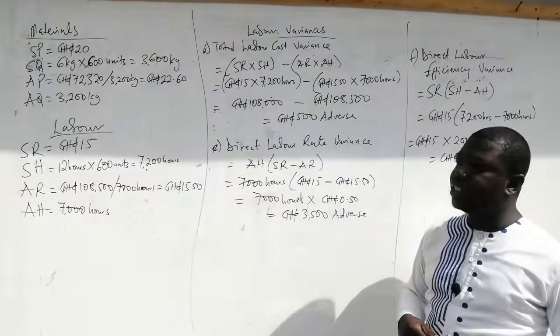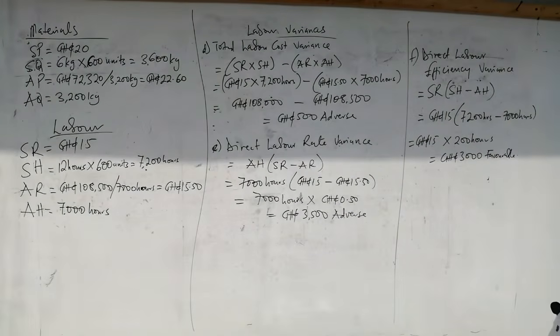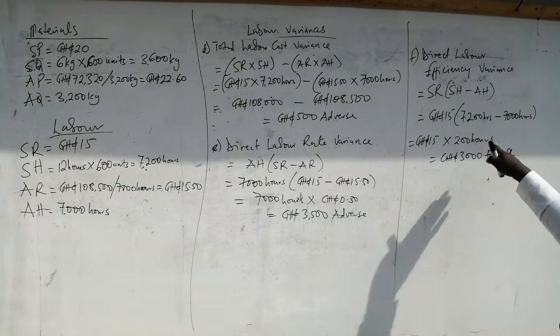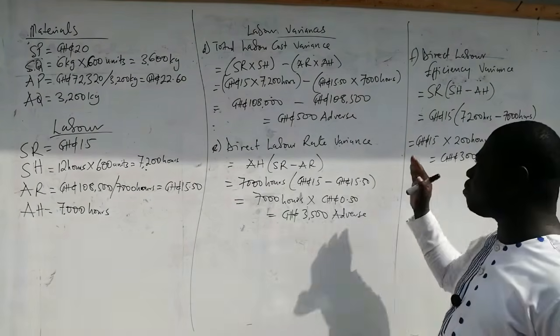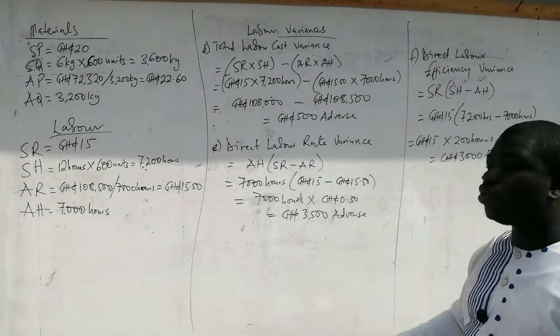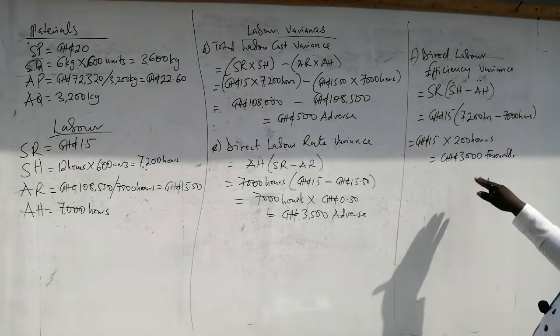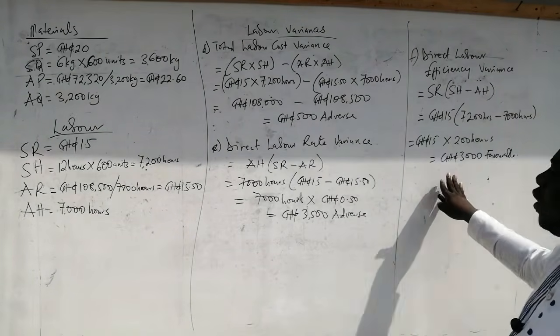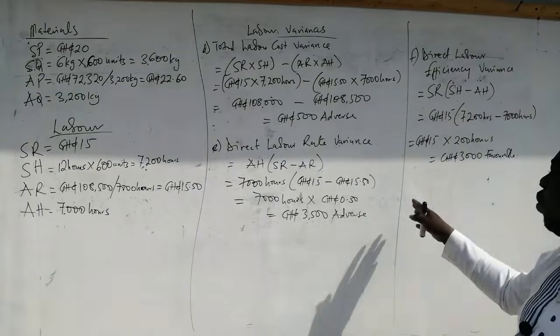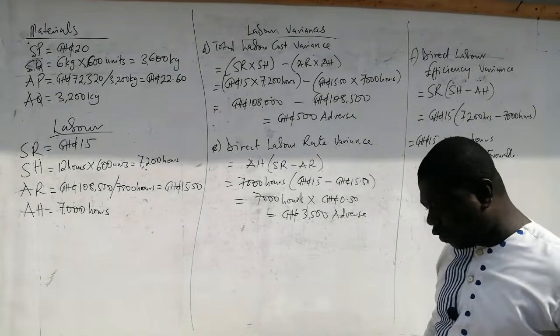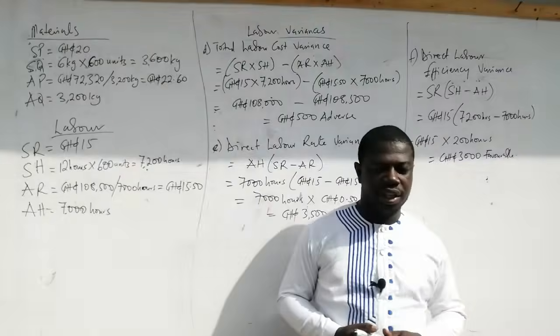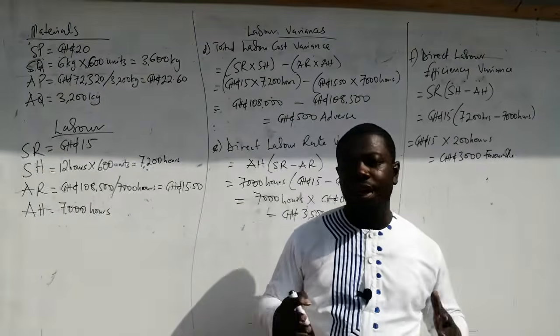And just like we did for the material, we have to check our accuracy. This efficiency variance plus our rate variance should be equal to the cost variance. And so we are having a 3,000 positive, 3,500 negative. When we add them, it's going to give us a 500 negative or adverse variance. And that means that whatever we have done is correct.